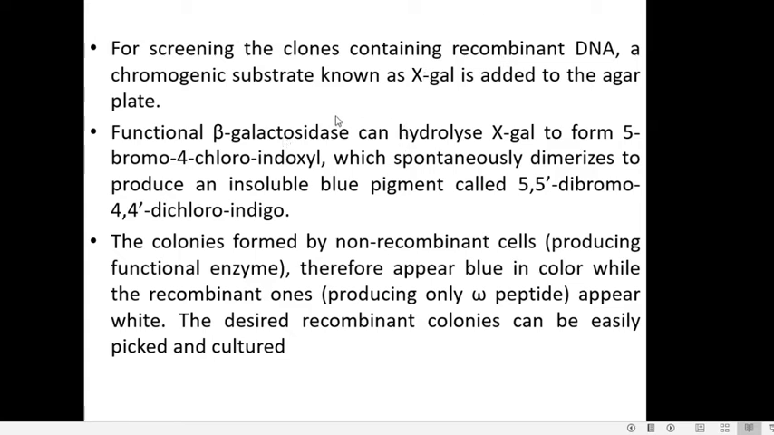In simple terms, if you add X-gal to the medium, the E. coli cells will take up this X-gal from the medium, and inside the E. coli cell, if there is a functional beta galactosidase enzyme, the X-gal will be hydrolyzed into 5-bromo-4-chloro-indoxyl, which will later spontaneously form the blue pigment called 5,5'-dibromo-4,4'-dichloro-indigo. That means a cell with a functional beta galactosidase enzyme will become blue in the presence of X-gal in the medium.